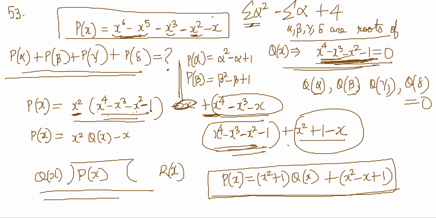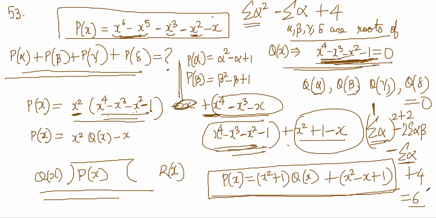So sum of squares will be sum of the whole square minus 2 times double products, minus single sum plus 4. So single sum is what? Sum of the roots is 1. So this is 1. 1 square is 1. And 2 at a time product is minus 1, so plus 2. And 1 at a time is 1. 1 plus 2 minus 1. The answer is 6.